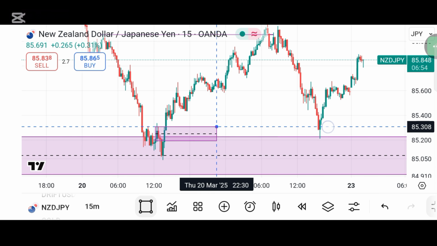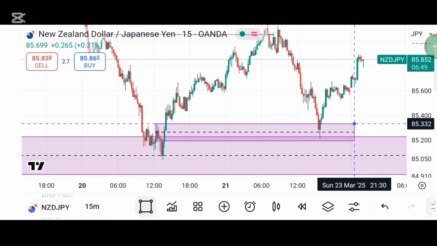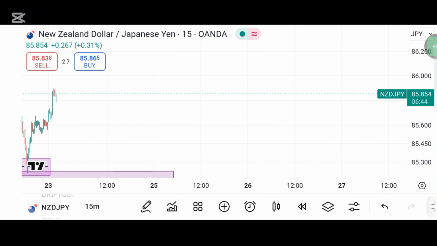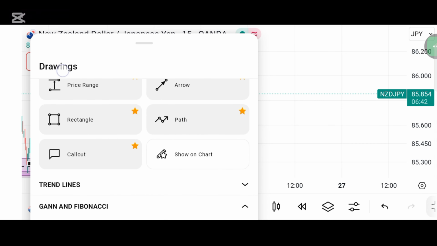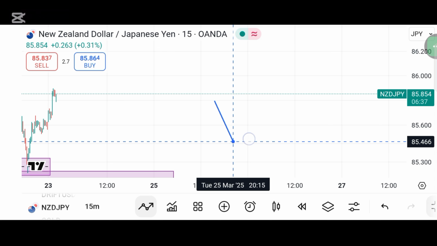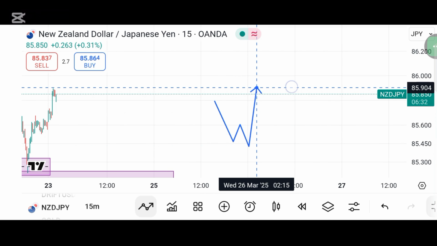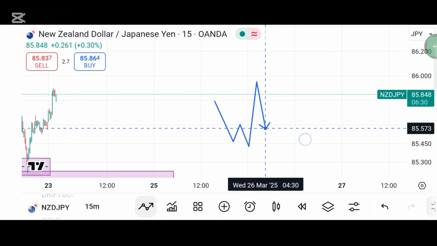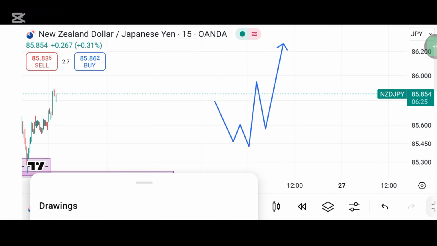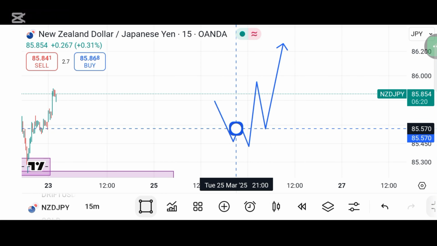I will still teach you guys what a breaker block is, because a breaker block is kind of different. Let me draw a breaker block so you can see what it is. This is a breaker block here. A bullish breaker block will sweep liquidity before going, then push up, come back and retrace to this level and continue going. So this is the breaker block.